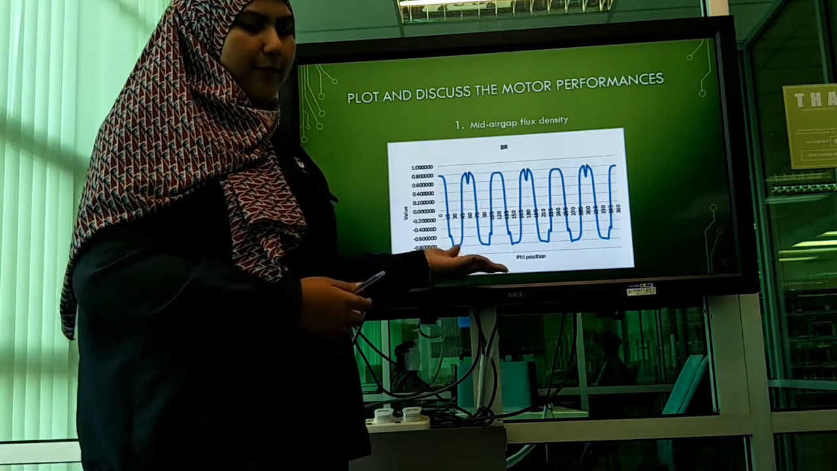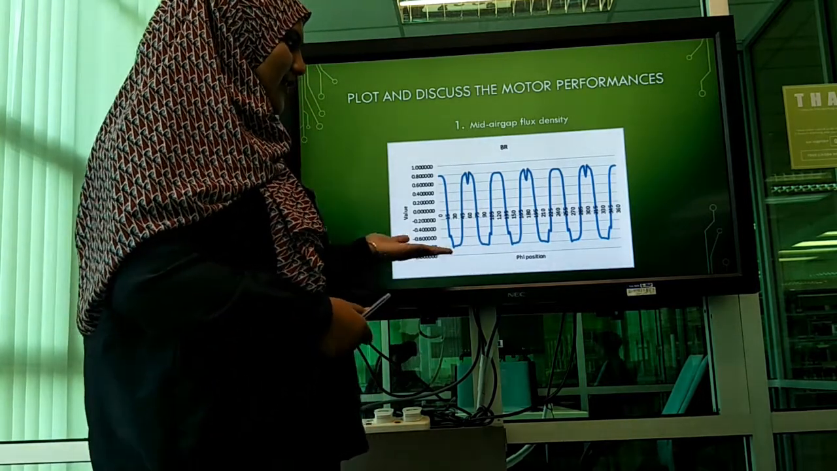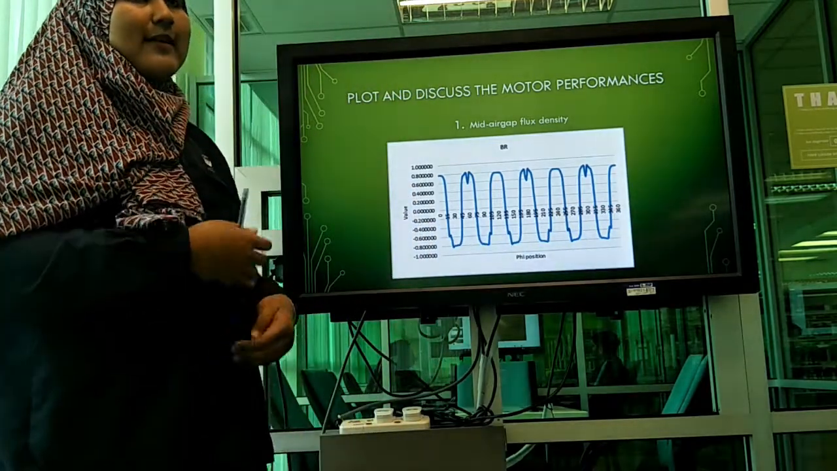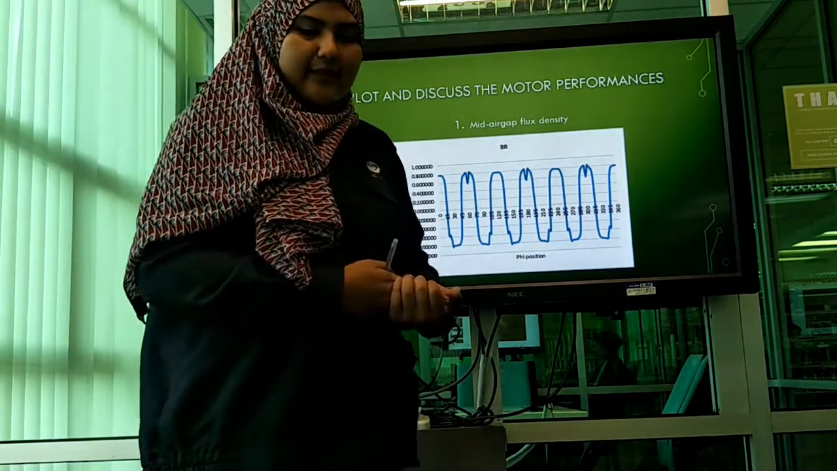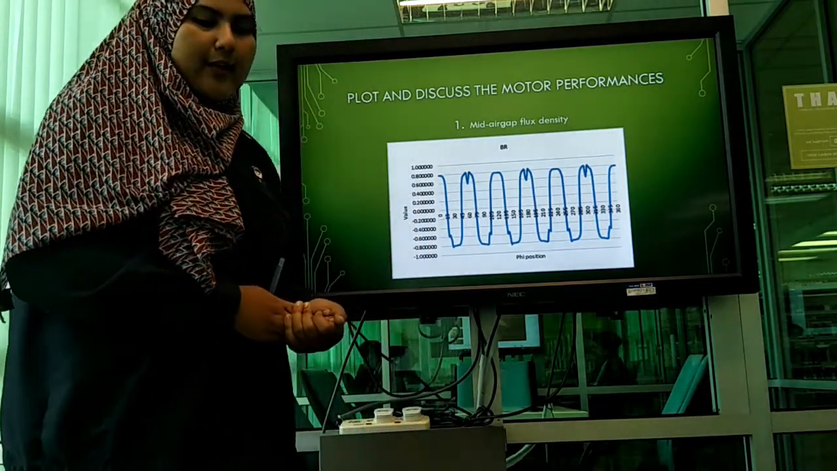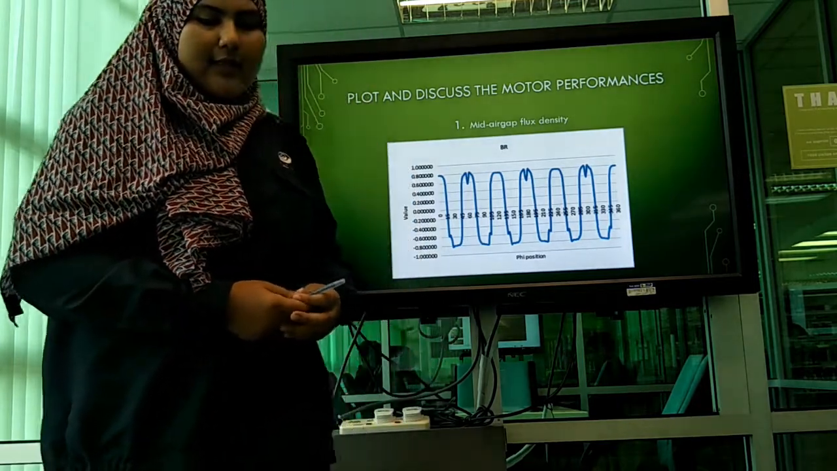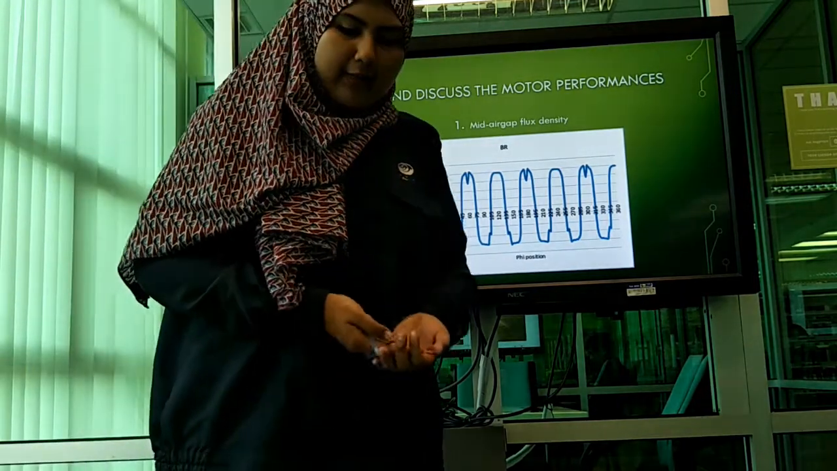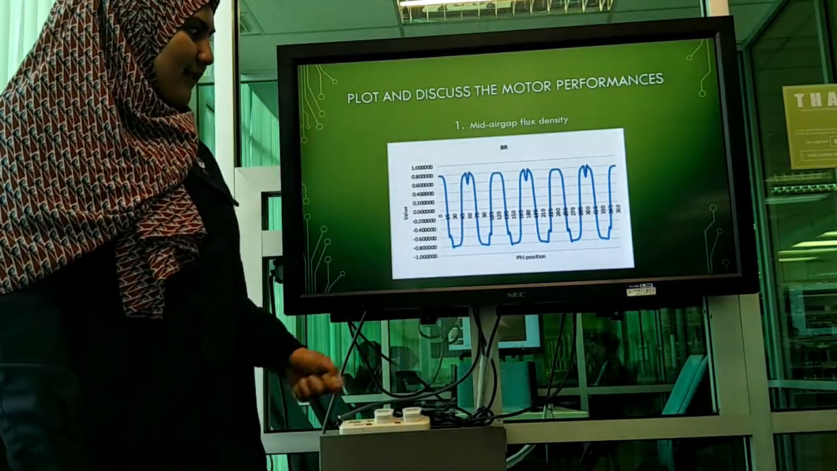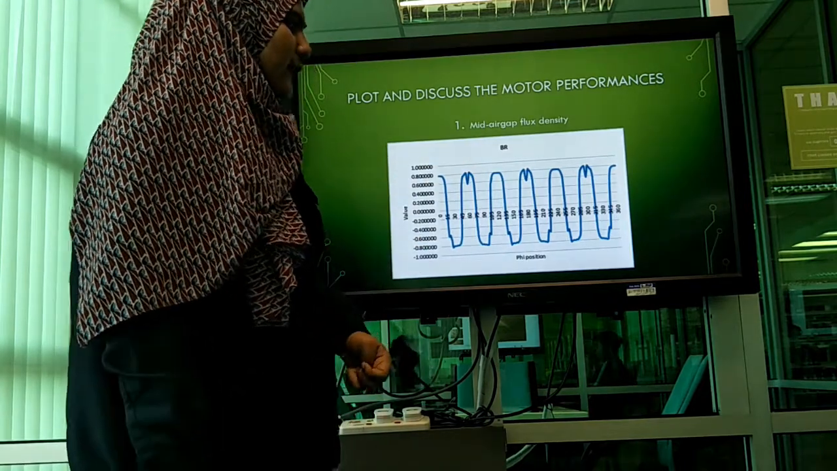This is the graph of mid-air gap radial flux density versus rotor mechanical angle. As you can see, there is 360 degrees, the same as one complete cycle. The produced magnetic flux will travel to the stator or adjacent pole and eventually return to the respective pole. Then it will produce positive and negative magnitudes in magnetic flux density. As you can see, there is a negative value and also a positive value.